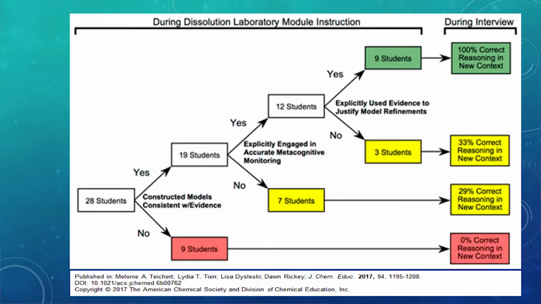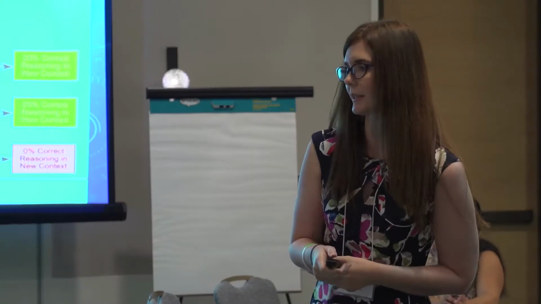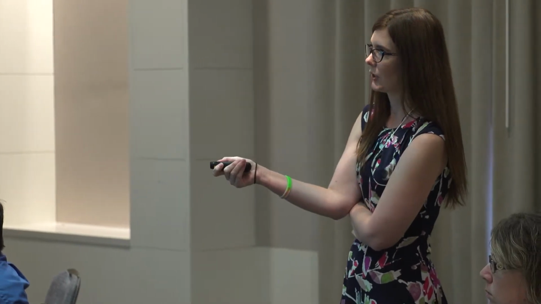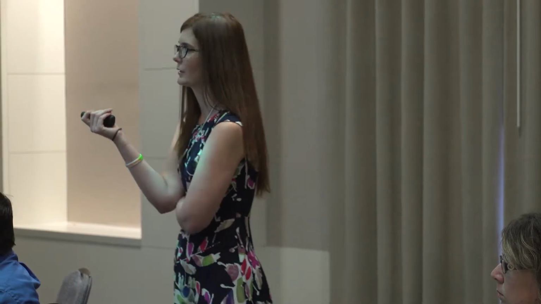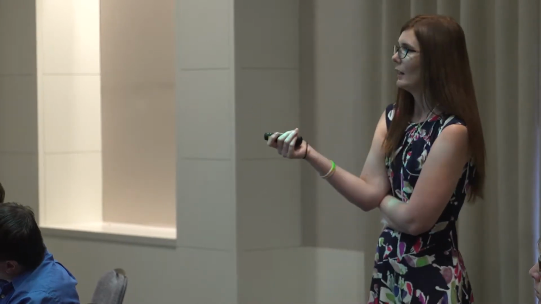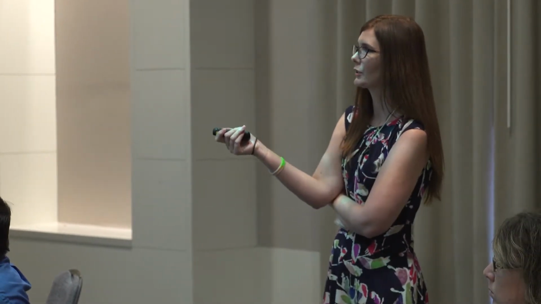So this is called Thinking Processes Associated with Undergraduate Chemistry Students' Success at Applying a Molecular Level Model in a New Context. And this is the key finding from that study. Basically what they did was they started with 28 students. And I know the sample size isn't very big, but I think the way that the study was designed gave some results that can be pretty impactful. They looked at the ones that constructed models consistent with evidence, and this is all during their lab.